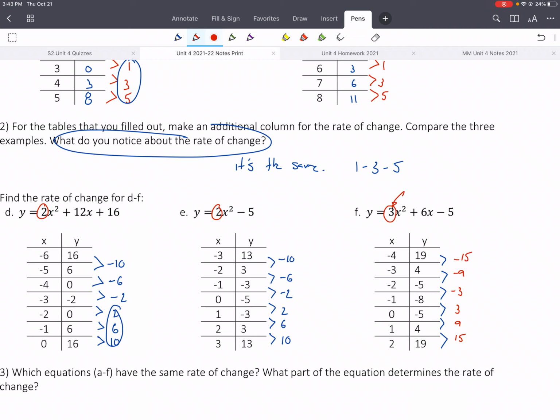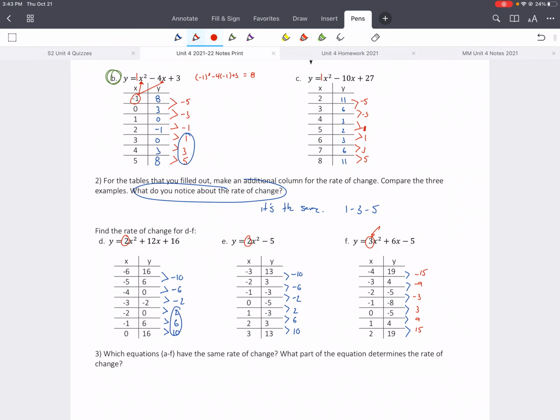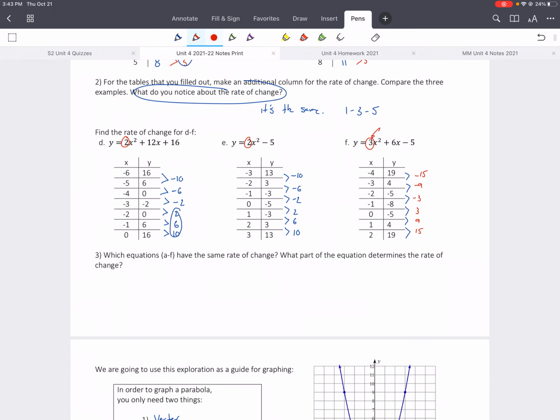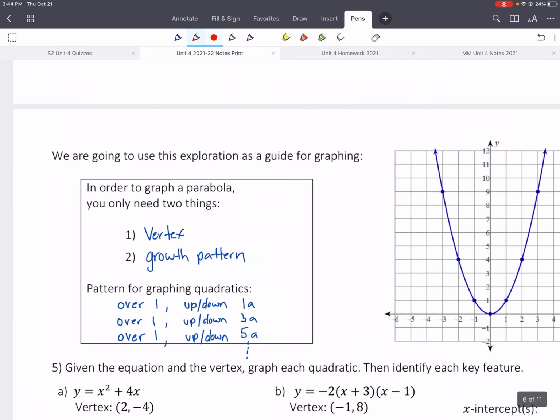All right? All of these examples, A was positive. We're going to see what happens if we have -1 as A, or -2 or -3. We'll see what happens there. So basically, the A determines the rate of change. Okay? All right, so let's put this together.